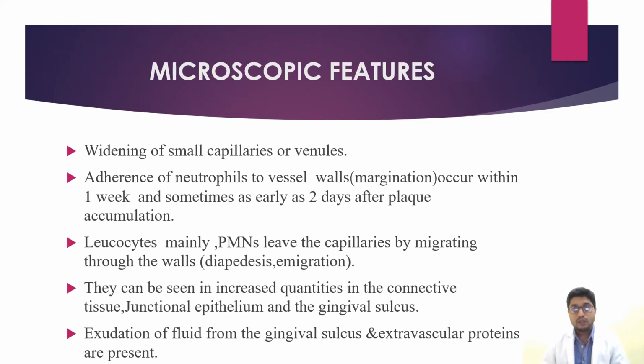So microscopically, you can see the dilated blood vessels, and those blood vessels will be fully filled with neutrophils. It's like the first line defense mechanism. For any infection in our body, neutrophils will come to that place first. So the leukocytes, mainly PMNs, leave the capillaries by migrating through the walls. That process is called diapedesis. They can be seen in increased quantities in the connective tissue, junctional epithelium and gingival sulcus. Exudation of fluid from the gingival sulcus and extravascular proteins are present.